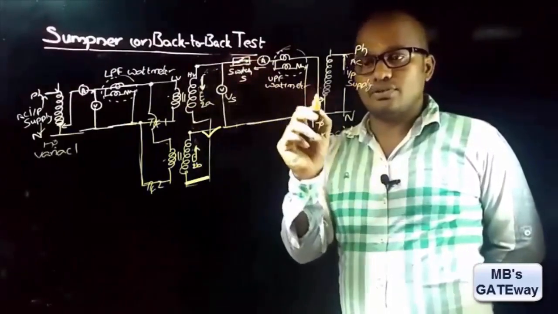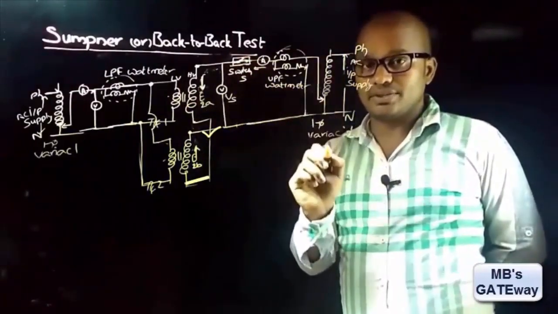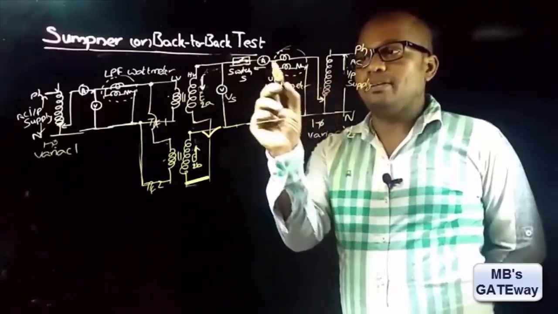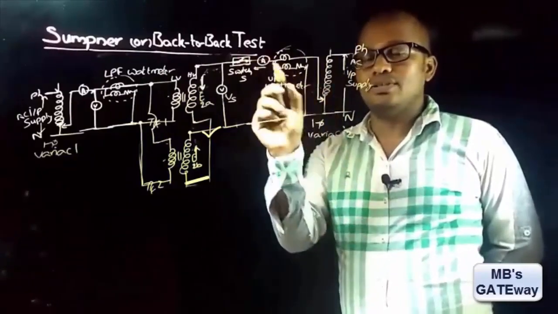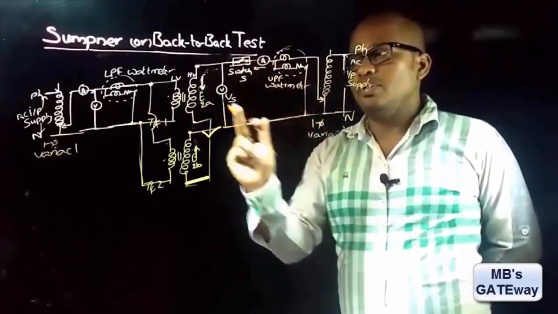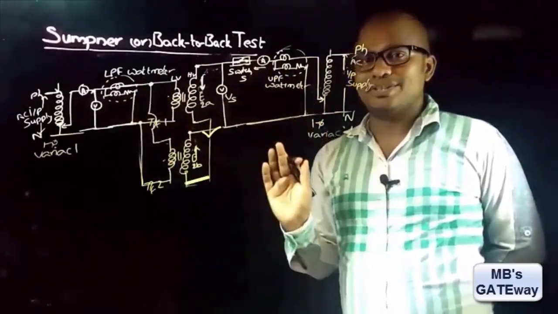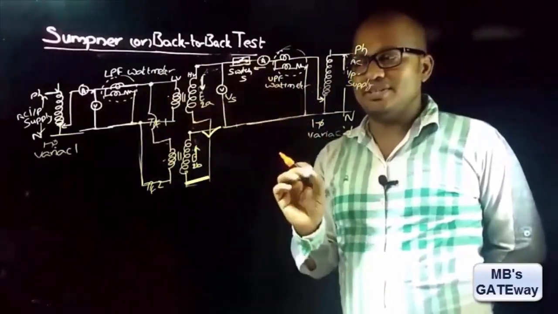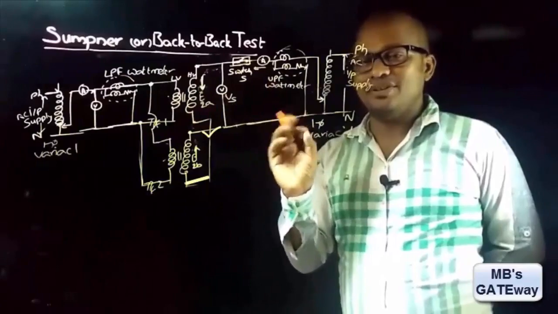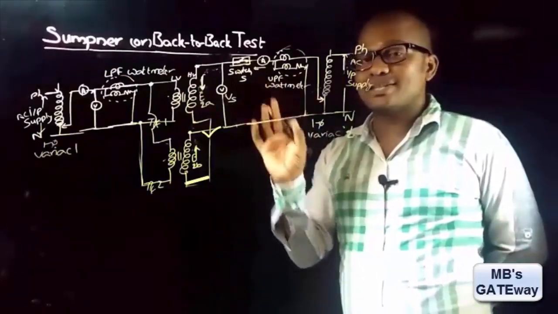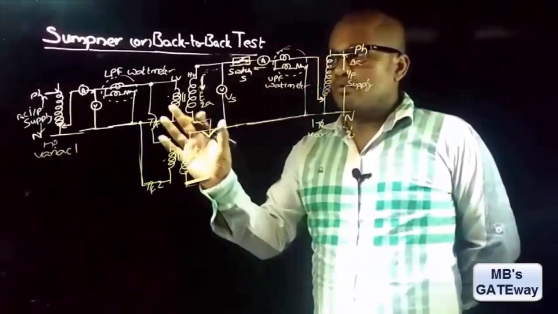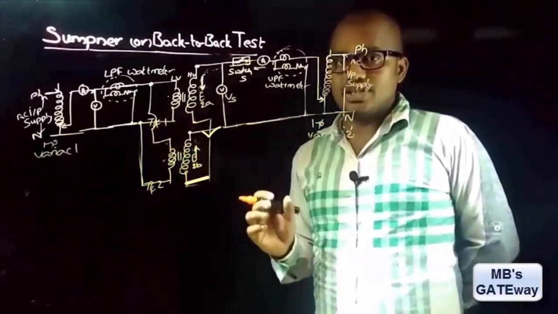And once the switch is closed, now by varying this variac, slowly apply rated current. And once the rated current is applied, note down all the meter readings. And by using these meter readings, find out the efficiency and regulation. This is how Sumpner's test is conducted. Now let's see how to find the efficiency and percentage regulation.